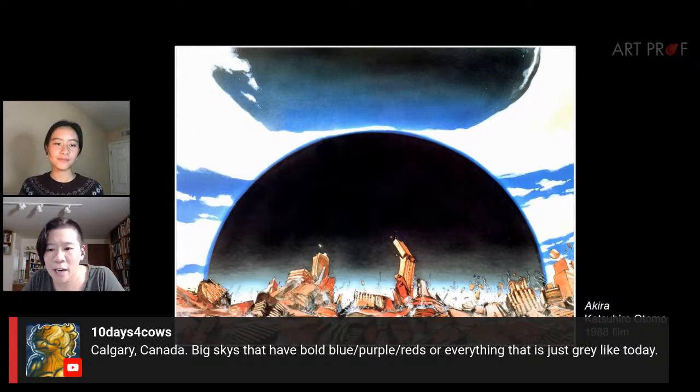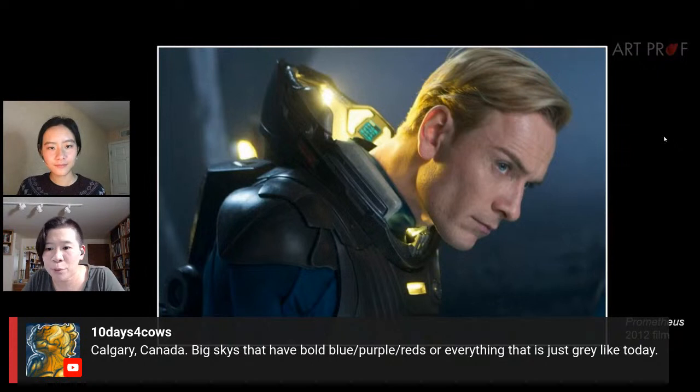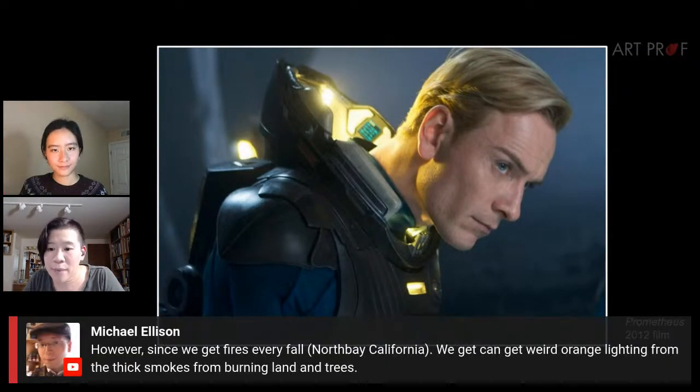10 Days for Cows says Calgary, Canada, big skies that have bold blue, purple, reds, or everything that is just gray like today. And Michael Ellison says, however, since we get fires every fall, North Bay, California, we can get weird orange lighting from the thick smoke from burning land and trees.